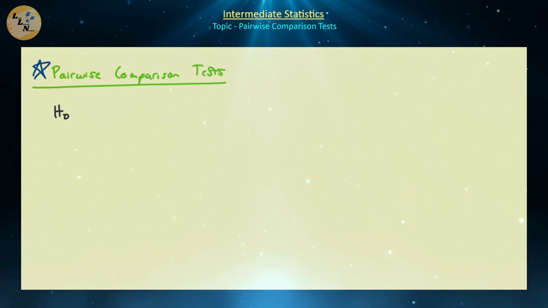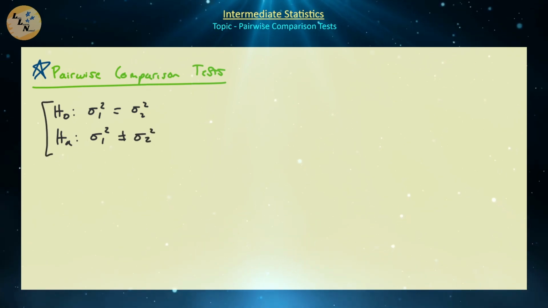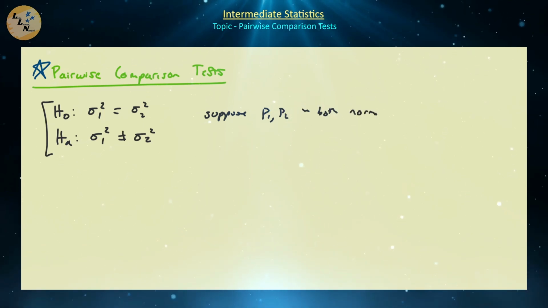In particular, let's assume we're interested in testing that the population variances of two populations P1 and P2 are equal to each other. And let's assume that we're working with the two-sided alternative that sigma 1 squared is not equal to sigma 2 squared. Keep in mind that we can use a point estimate for the quotient of variances because then we can use an F distribution, provided that these two populations are normally distributed. So let's suppose that P1 and P2 are both normally distributed.